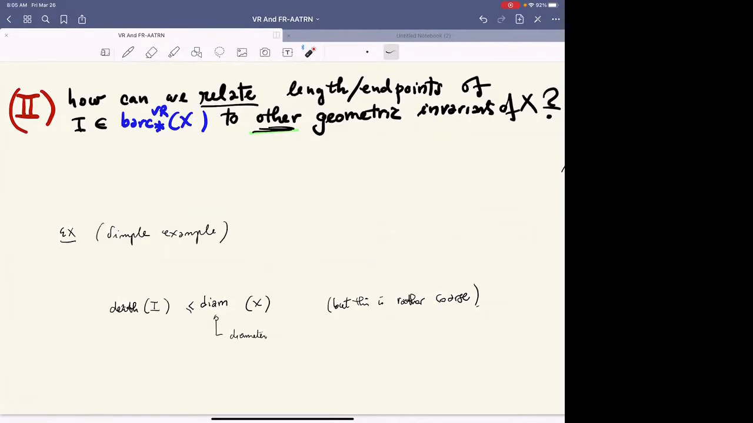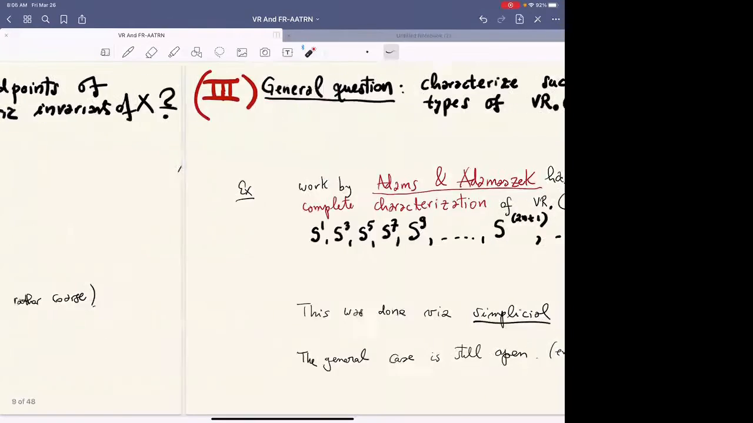Second question is how can we relate the length or the endpoints of Vietoris-Rips barcodes to other geometric invariants of a compact metric space. Of course, we can always say that the death time of any interval in the barcode is bounded by the diameter, but this is rather coarse, and we would like to substitute this by other more sensitive invariants.